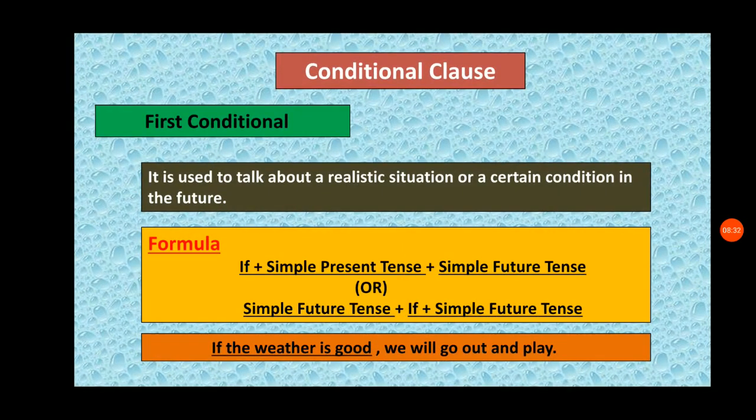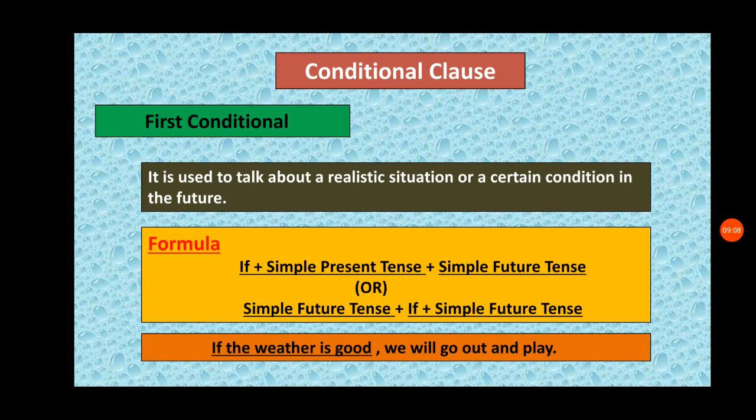Next, we can see the first conditional. The first conditional is also called the possible or probable condition. It is used to talk about a realistic situation or a certain condition in the future. It is mostly used when we talk about the probable future or predictions. It might happen in the future, but the result can be positive or negative.